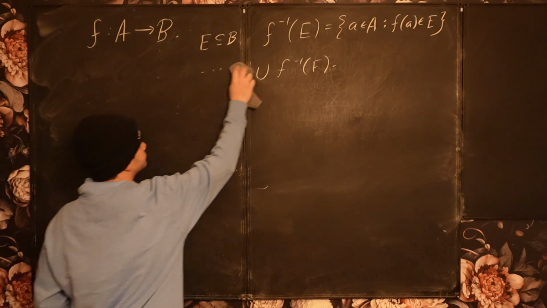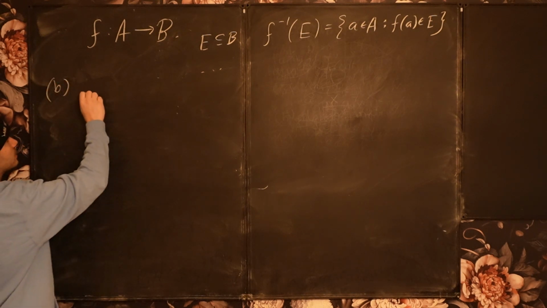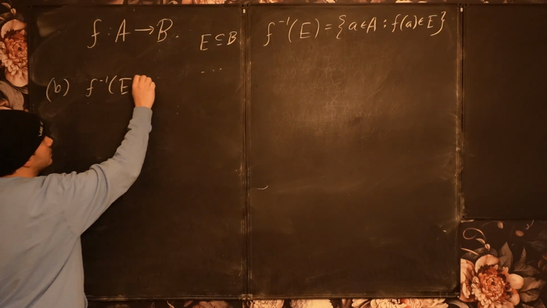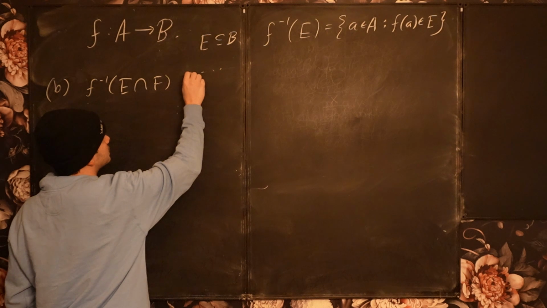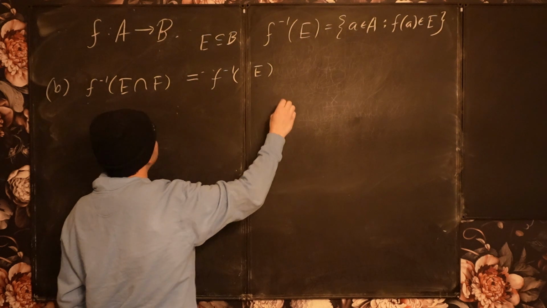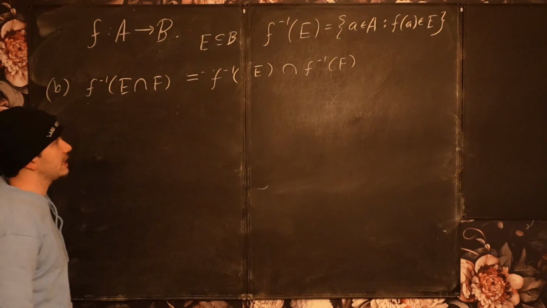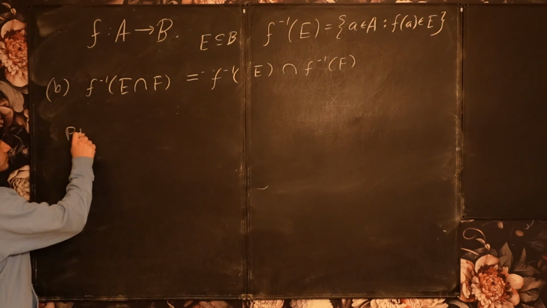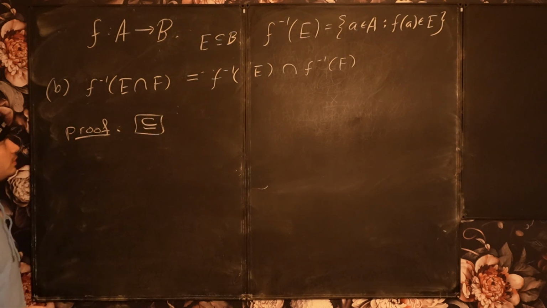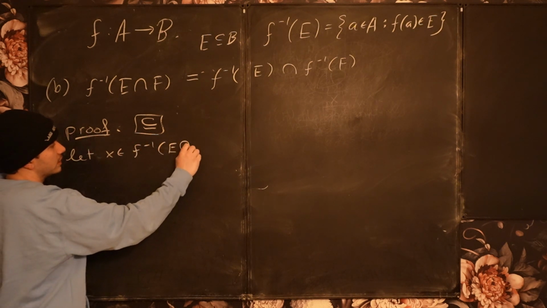Now, part B. We want to show that the inverse commutes with the intersection. So f inverse of E intersect F is equal to f inverse of E intersect f inverse of F. So again, we're going to apply the same reasoning here. So first, let's consider this direction of the set theoretic inequality. So let x belong to f inverse of E intersect F.